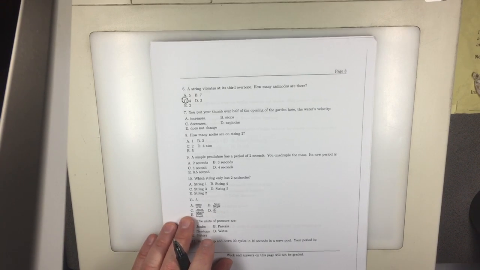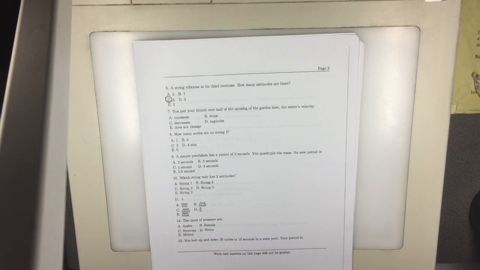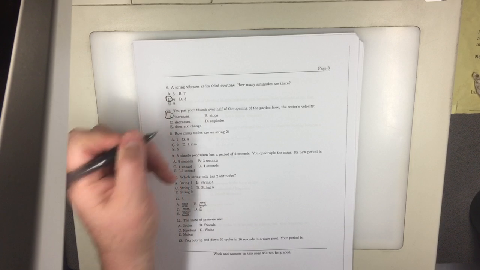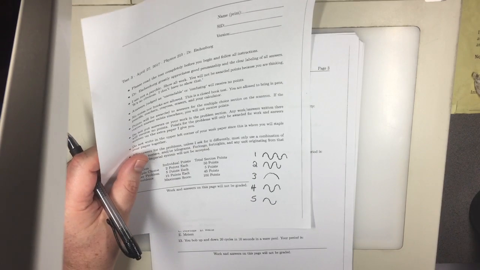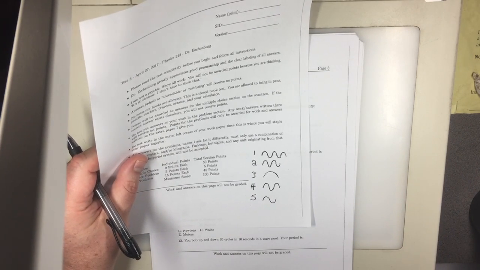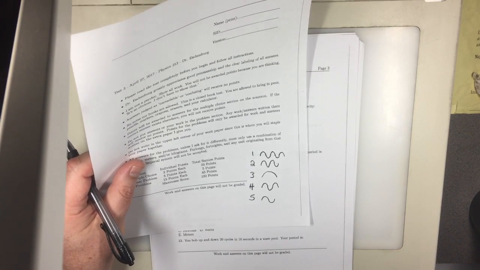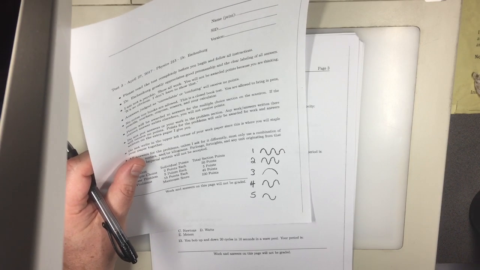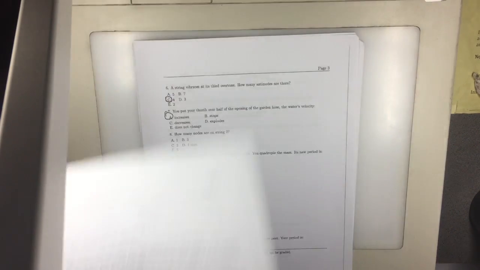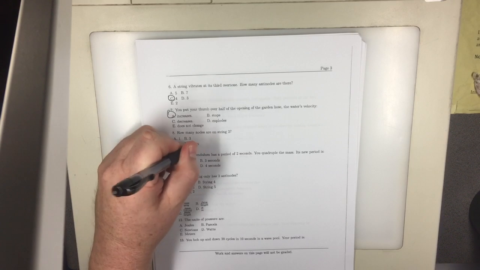You put your thumb over half the opening of a garden hose. The water's velocity increases. How many nodes are on string 2? String 2 has how many nodes? There are 5. There are the 2 on each end, or there's the 1 on each end, which is 2, and then the 3 in the middle. And then that will be eliminated.